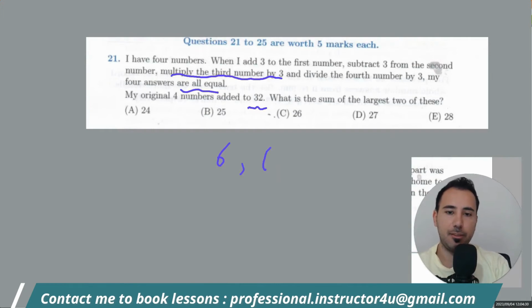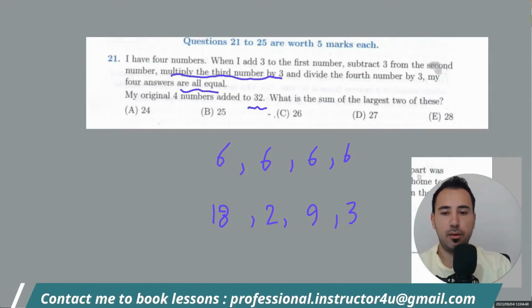So at the end, we'll have four 6s. Okay, let's multiply one of them by 3, 18. Divided by 3, 2. Add 3 to it, 9. Subtract 3 from it, 3. So when we add them, okay, so 12 plus 18 is 30, 32. So that's the end of the question. And this is question 29. It has 5 marks. Okay, so what does it want? The sum of the two largest, 18 and 9, 27. You could do it under a minute.